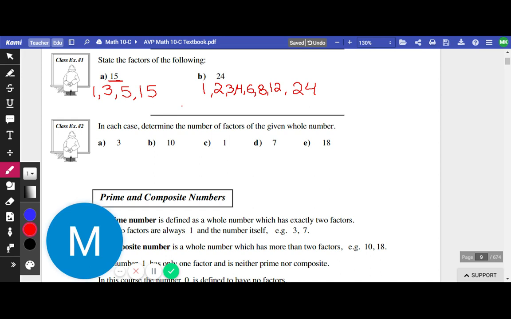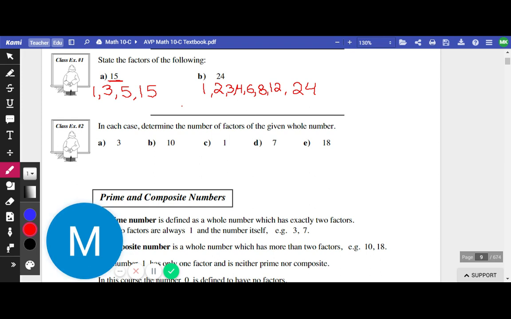The next number would be 5. 5 doesn't divide into 24. The next number I can check is 6. 6 is already on my list. That means I can stop guessing now, right? I've already worked my way backwards, and I've met in the middle. 24 has 1, 2, 3, 4, 5, 6, 7, 8 factors total. It's a lot of factors.